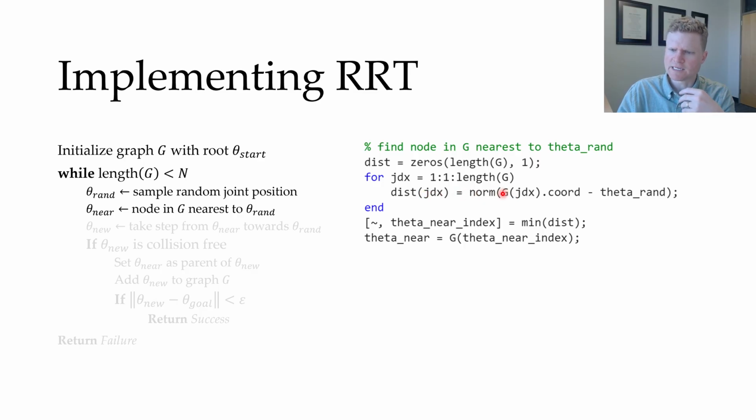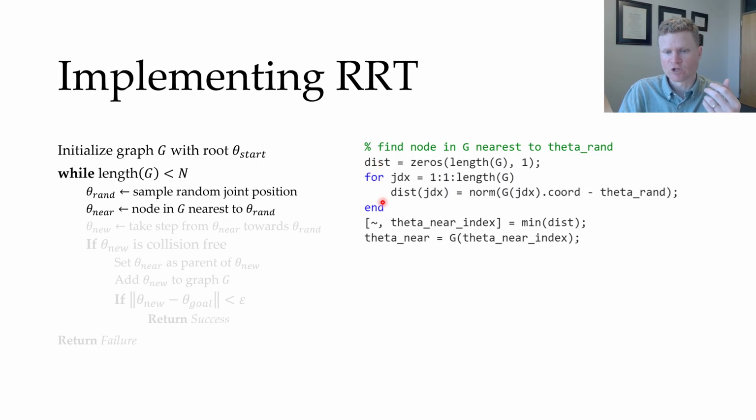What I do is I take that node jdx, and I get the coordinates of that node. So this period coord is just pulling out the coordinates of that node. So I'm getting the xy position, and I'm looking at the distance between that xy position and theta rand, which is this random position that I sampled. Again, I keep talking about x and y just because that's the example I'm showing you, but it could be an n-dimensional vector for whatever your joint space is. So I check that norm, and I see how far they are apart, and I update my distance vector.